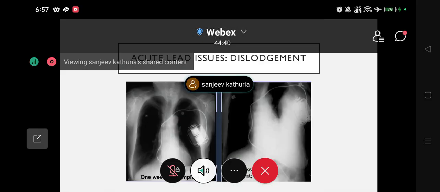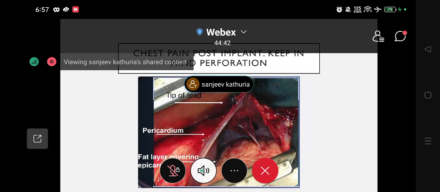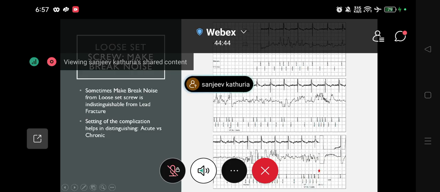Now let's come to what can happen here. A loose set screw means you were a little lax. You have put a lot of ICDs, you have rotated the screw, but the screw is not enough. It has not been able to screw it into the device. So what will happen now? Outside your arm, it will make a break noise.